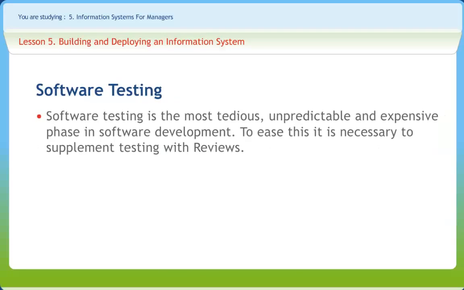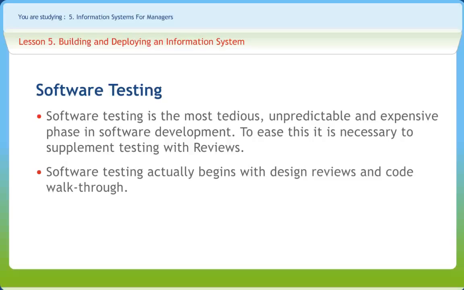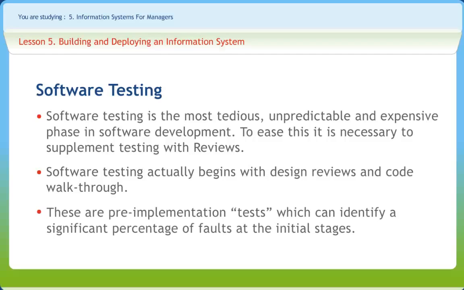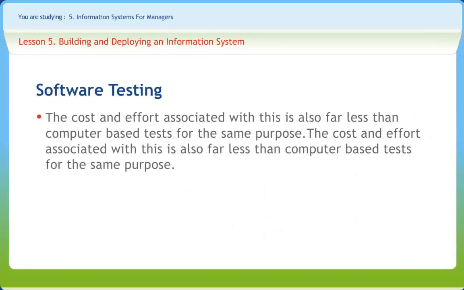Software testing is the most tedious, unpredictable, and expensive phase in software development. To ease this, it is necessary to supplement testing with reviews. Software testing actually begins with design reviews and code walkthrough. These are pre-implementation tests which can identify a significant percentage of faults at the initial stages. The cost and effort associated with this is also far less than computer-based tests for the same purpose. Testing and reviews have to be planned and executed at various stages of the system cycle, so as to find defects in requirements, design, documentation, and code as early as possible.